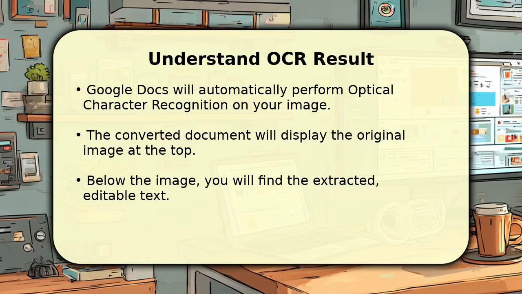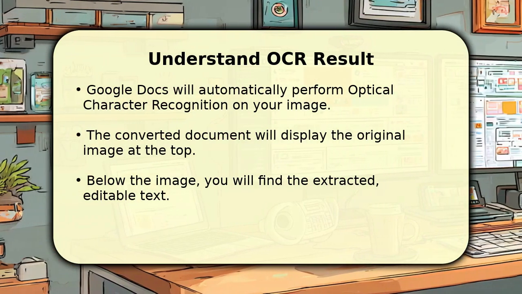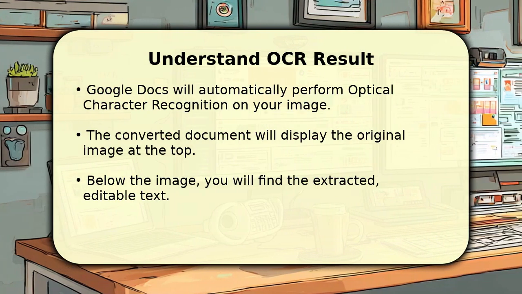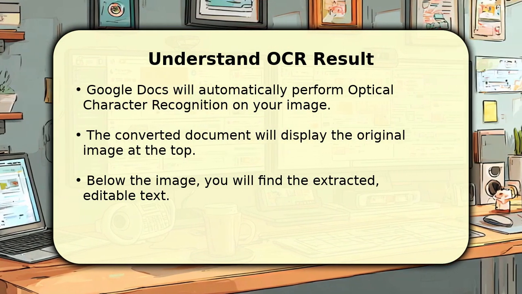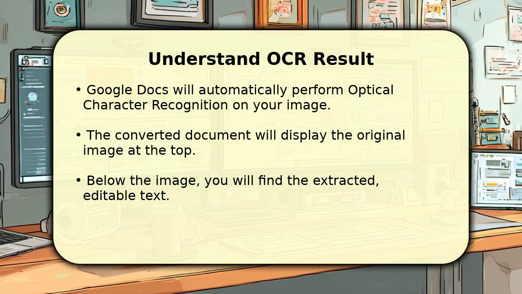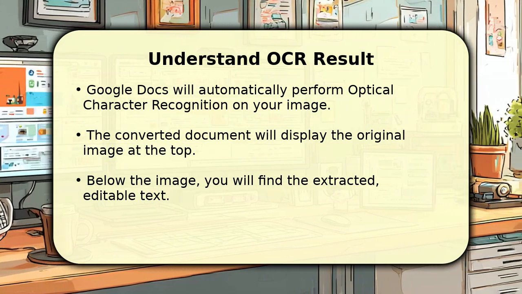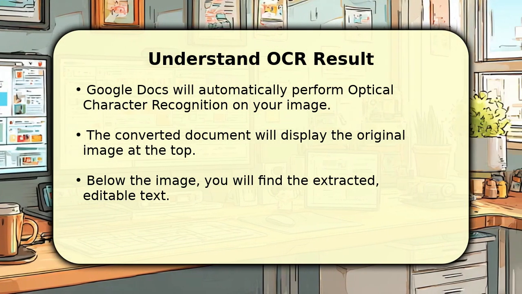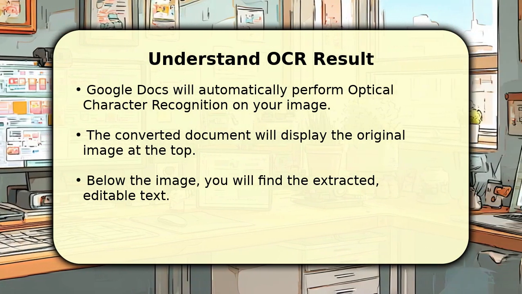When you open the image with Google Docs, it automatically begins processing using its built-in Optical Character Recognition, or OCR, technology. The resulting document presents your original image clearly at the very top of the page. Immediately below that image, you will see the text that Google Docs has successfully extracted. This text is now fully editable, ready for you to work with.